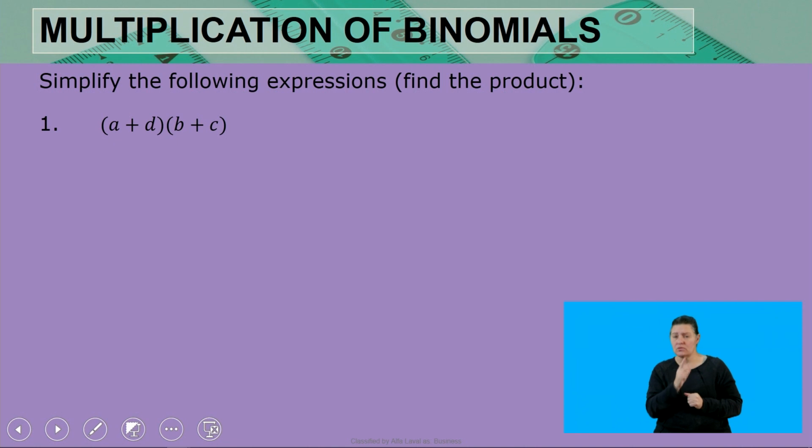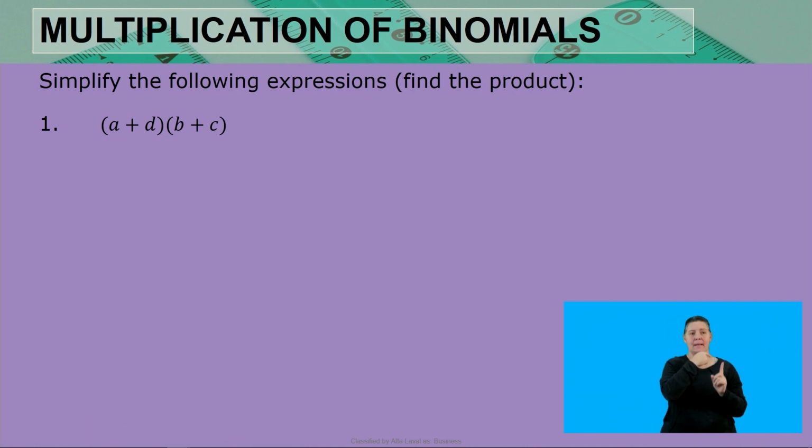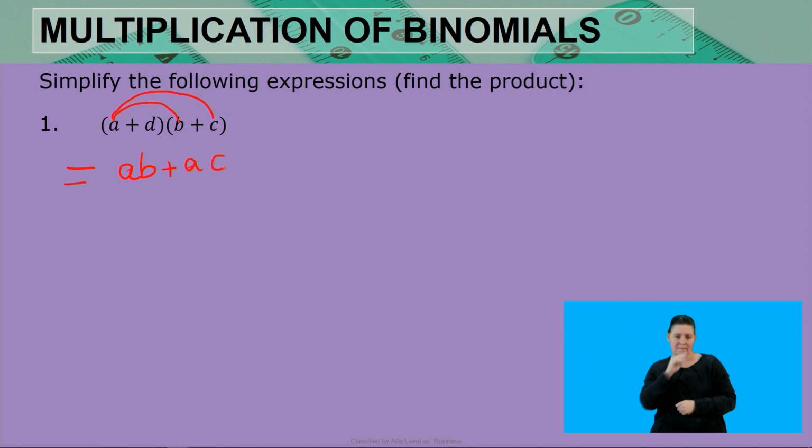So the first one here that we have is a plus d multiplied by b plus c. Now do you remember which method we're going to use? We're going to start with the first ones, and that is a multiplied by b. And that will give us an answer of ab. Then we go to the outer ones, that is a multiplied by c. So that is going to give us an answer of ac. And we are still adding there.